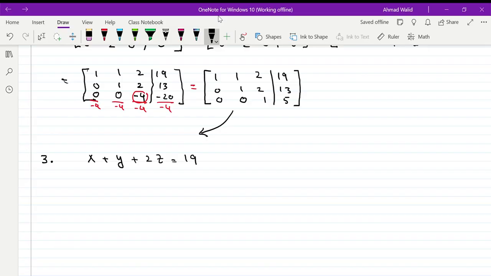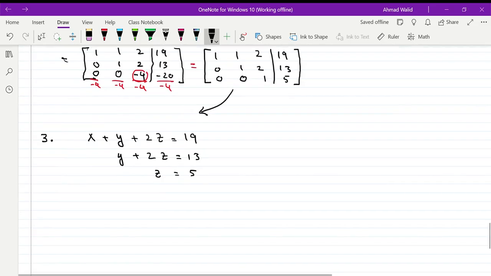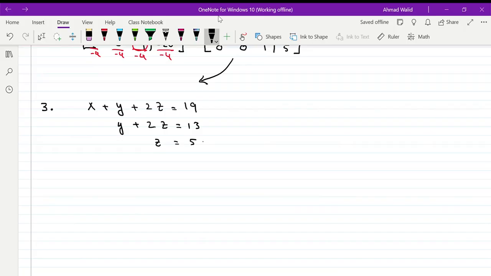Equation number 2, I don't have an x because it's 0, right? It means you get 0x. It means you don't write x. But you have y plus 2z equal 13. In equation number 3, you have only z equals 5. Wow, look at this. You already have one of the answers for one of the variables, z equal 5.